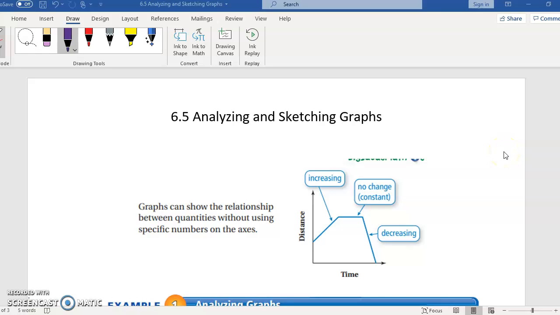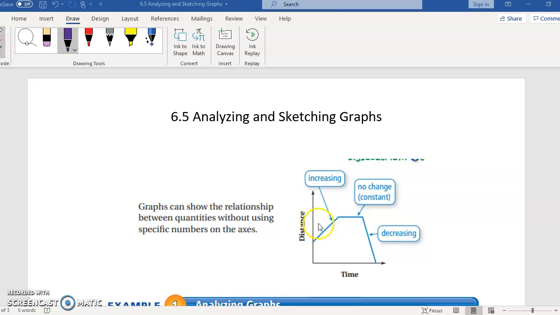Hi, this is section 6.5, and we're going to finish this chapter talking about analyzing and sketching graphs. Looking at a graph, you can really tell the story between two quantities. So here, if you look at the example, when a line goes up, it's increasing. Hopefully, that makes sense to you. If it's increasing with a straight line, that means it's a constant increase.